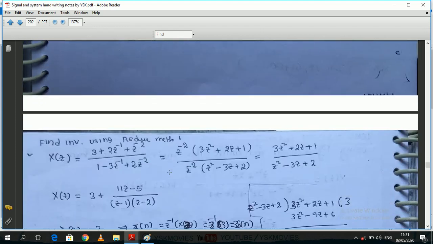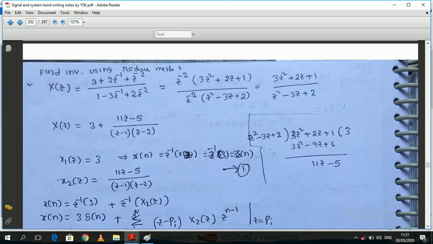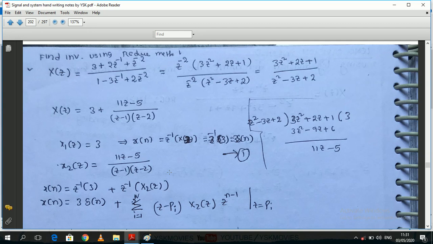See, the problem is actually very simple. Find the inverse using the residue method. I have already told that to solve the inverse Z transform, we have three methods: one is the long division method, one is the partial fraction method, and another one is the residue method. So this is the residue method. The expression is 3 plus 2 into z power minus 1 plus z power minus 2, over 1 minus 3 z power minus 1 plus 2 into z power minus 2. Just rearrange like this.